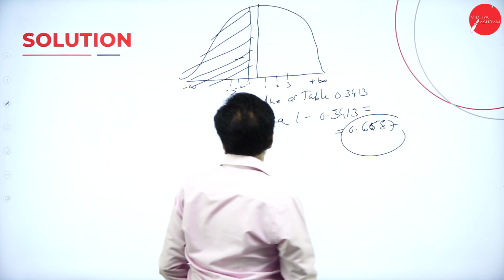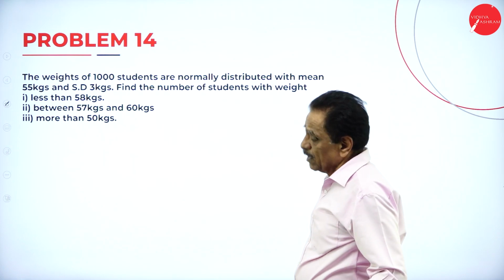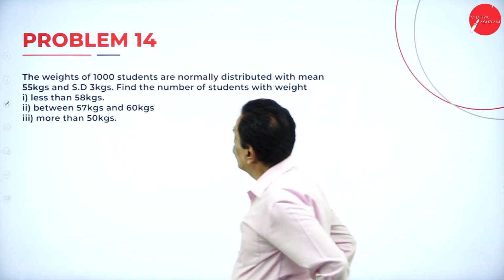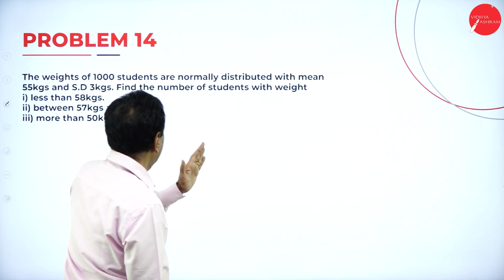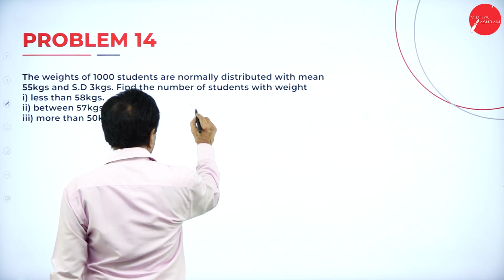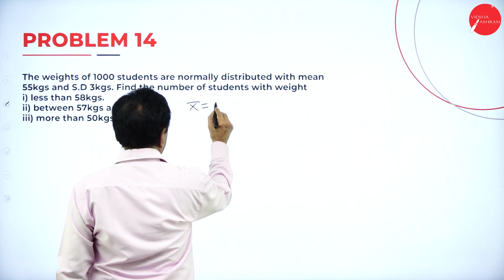Okay. We'll move on to the next problem. The weight of 1000 students are normally distributed with mean 55 kgs.